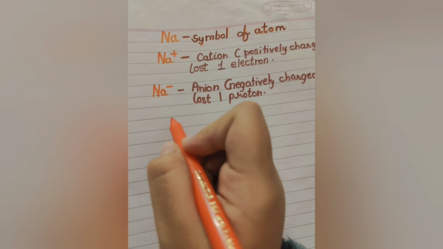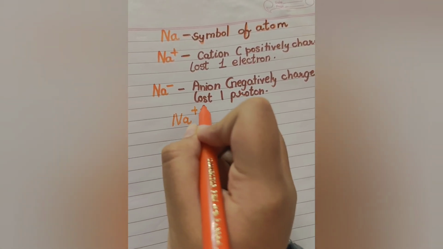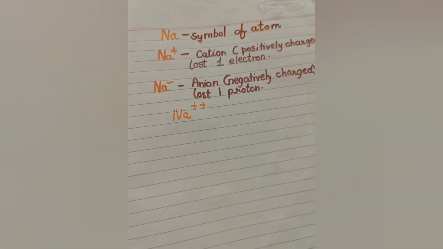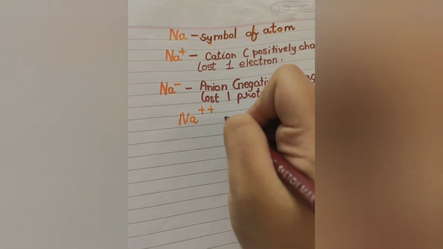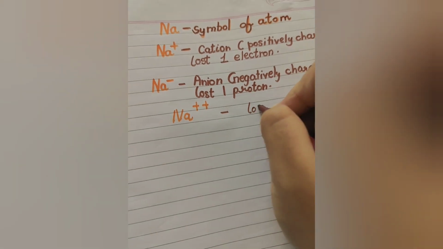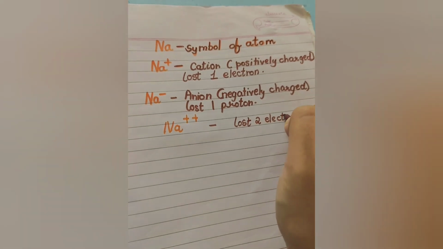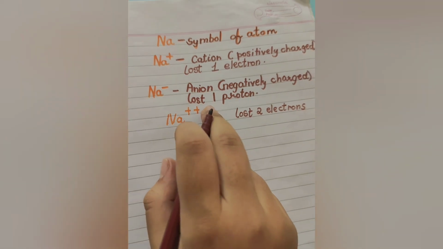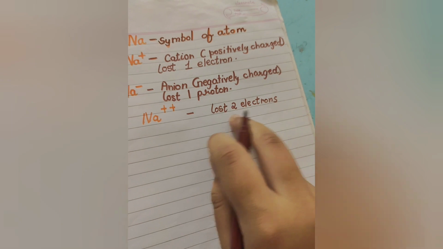Now friends, can you tell me what this is? Na plus plus. What do you understand by this? Yes, it means that this cation has lost 2 electrons. As there are 2 plus symbols on the top, we can say that this cation Na plus plus has lost 2 electrons.